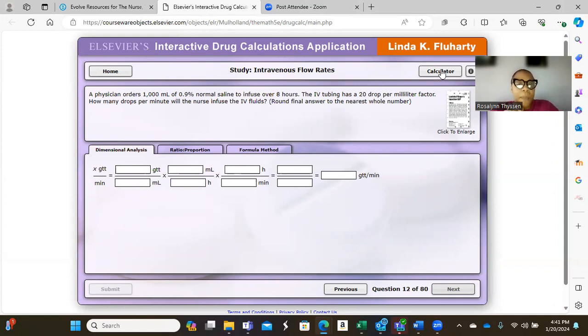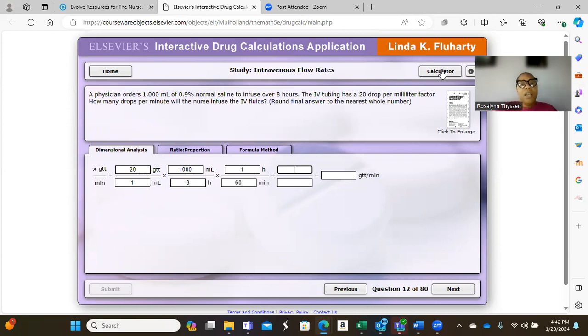So what am I looking for? Drops per minute. What do I know about drops? According to the information I have, 20 drops in 1 mil. Mils at the bottom. I know it has to go at the top. I got 1,000 mils in 8 hours. Can I stop here? No, because I need to get to minutes. So I know there's 1 hour in 60 minutes. So I multiply straight across. 20 times 1,000 times 1.